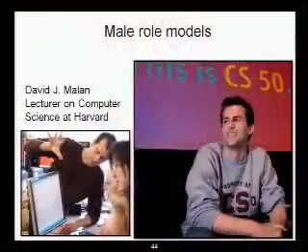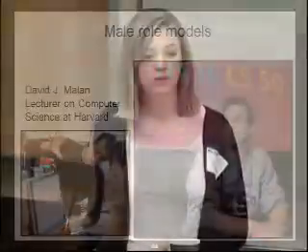But what's really interesting is that role models for women and girls don't actually have to be women. David Malan is a lecturer on computer science at Harvard, and he serves as an excellent example of a computer science role model for women. By teaching women in his introductory computer science class how exciting and diverse the field can actually be, he's really increased the number of women who are interested in this field.